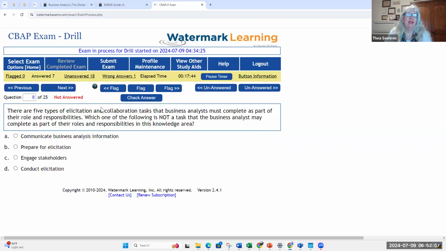Okay. And next, there are 5 types of elicitation and collaboration tasks that business analysts must complete as part of their role and responsibilities. Which one is not a task that the business analyst may complete as part of their roles and responsibilities in this knowledge area? They communicate business analysis information, prepare for elicitation, engage stakeholders, or conduct elicitation. Which one of these is not a task in the knowledge area, elicitation and collaboration?